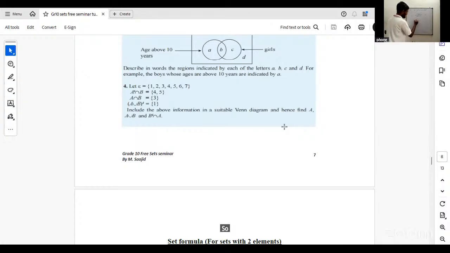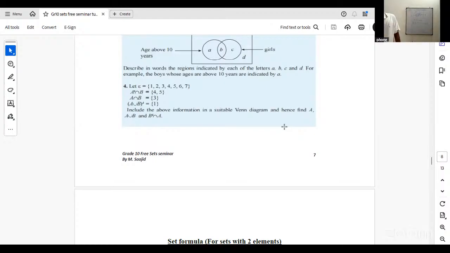So the elements of A they have asked. So A, what are these? 2, 3, 6, 7. They have asked for A union B. A union B means this A and this B. This A and B, what do you have inside? 2, 3, 4, 5, 6, 7.